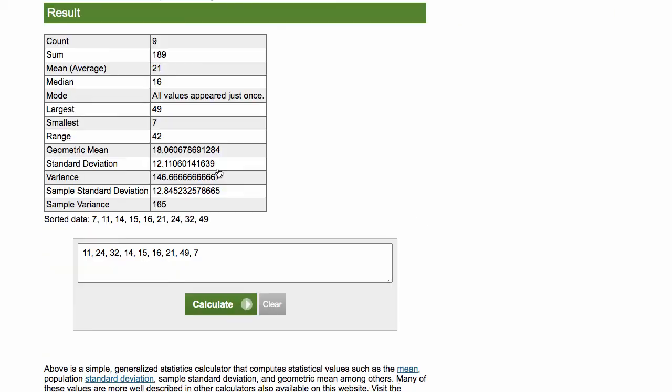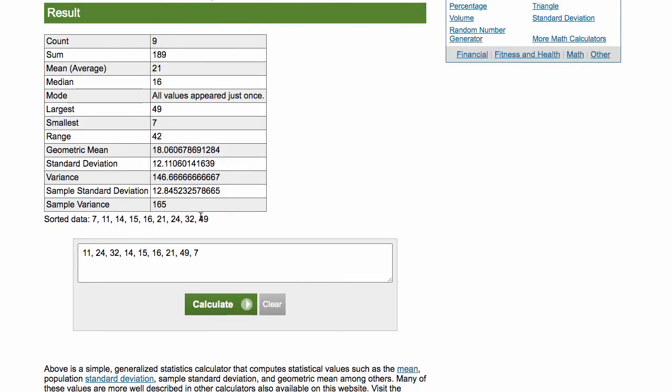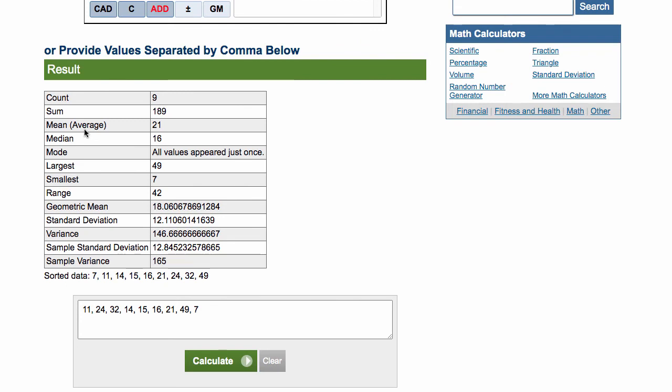I hit calculate, and you're getting more than enough stuff here. I'll go through some of this with you. Count means how many numbers did you input? 1, 2, 3, 4, 5, 6, 7, 8, 9, right? We put 9 numbers in. Sum, what do they all add up to?